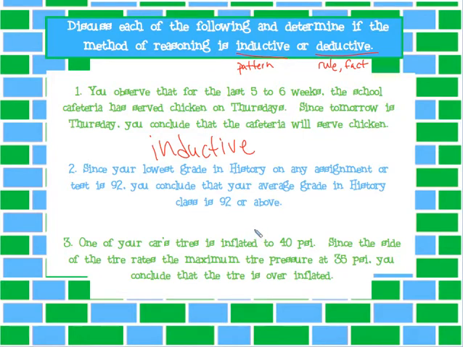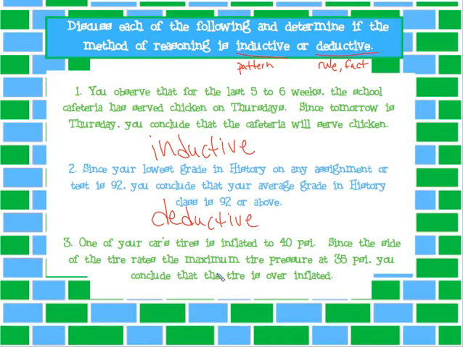Again, if it was deductive, it would be like based on the menu that's given to you. Since your lowest grade in history on any assignment or test is a 92, you conclude that your average grade in history class is a 92 or above. That is deductive reasoning. That's based on a fact. You guys know how to average numbers, hopefully. If I add 92 and 100 and 95, if I don't add anything lower than 92, when I divide it to average it, there's no way it could be lower than 92. That's based on a rule of how you find averages.